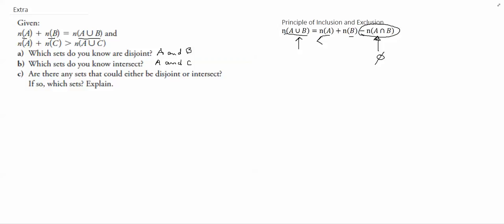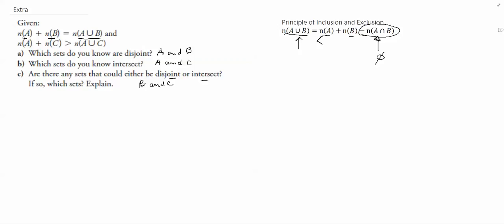Now, we have been told nothing about the relationship between set B and set C. So we don't know how they connect, or what would happen if we added the elements in A or B and the elements in C. We don't know anything about it. So B and C could be either disjoint or intersecting. We don't have enough information. So that's just a way of logicking or thinking your way through the principle of inclusion and exclusion.